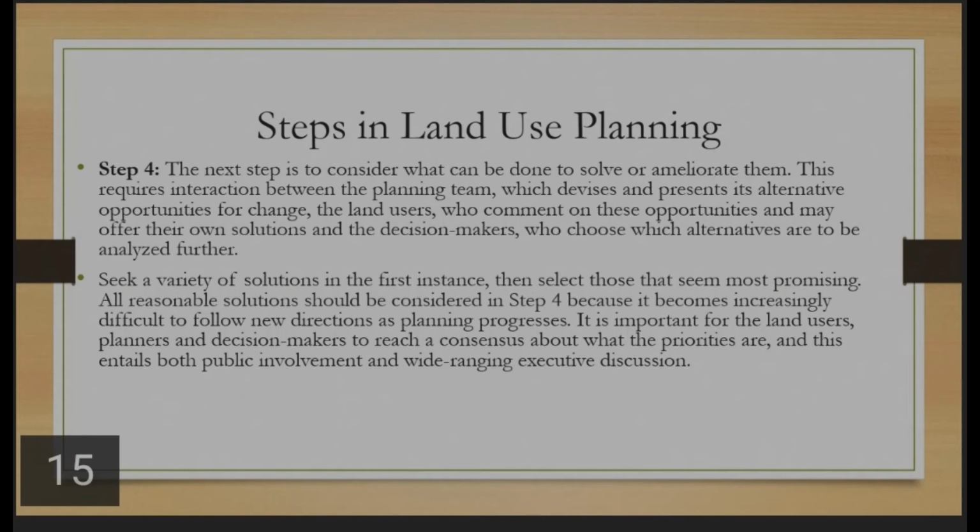Seek a variety of solutions in the first instance, then select those which seem most promising. All reasonable solutions should be considered in step 4 because it becomes increasingly difficult to follow new directions as planning progresses. It is important for the land users, planners, and decision makers to reach a consensus about what the priorities are, and this entails both public involvement and wide-ranging executive discussion.